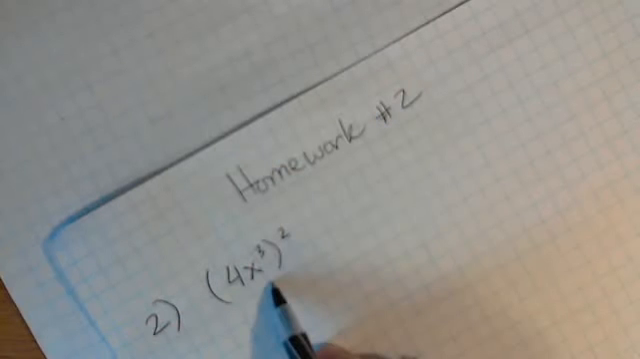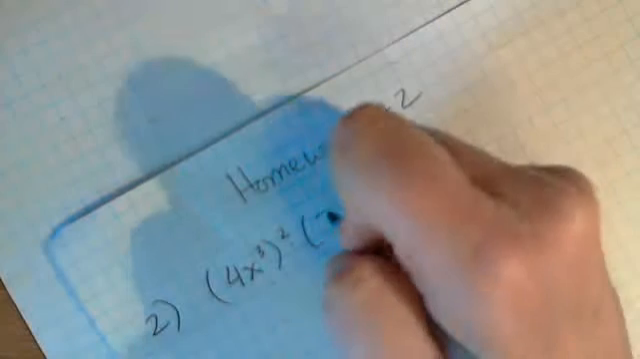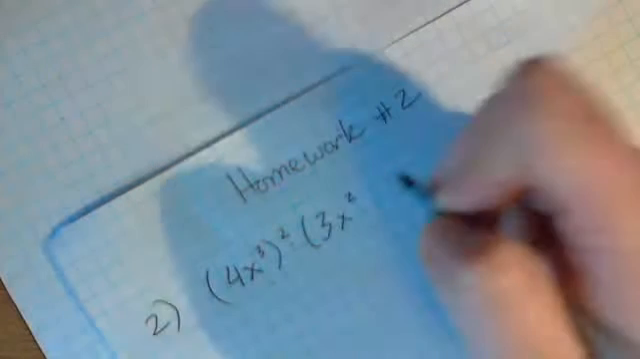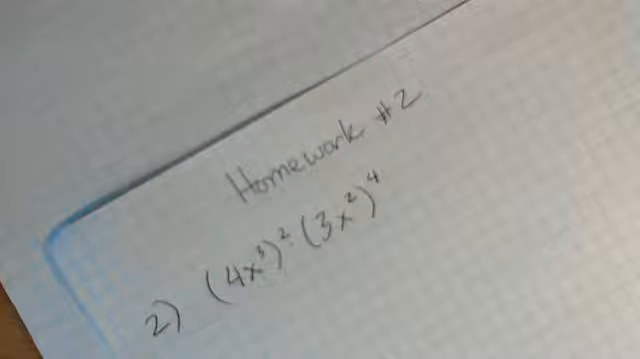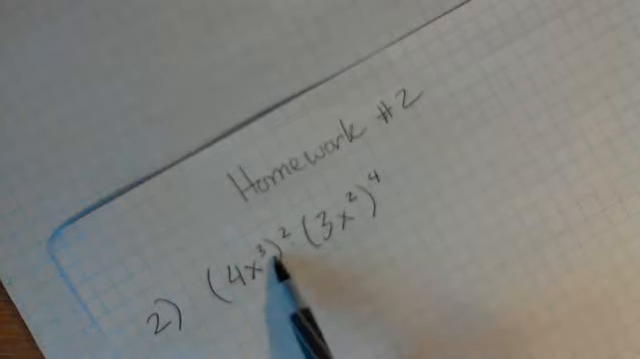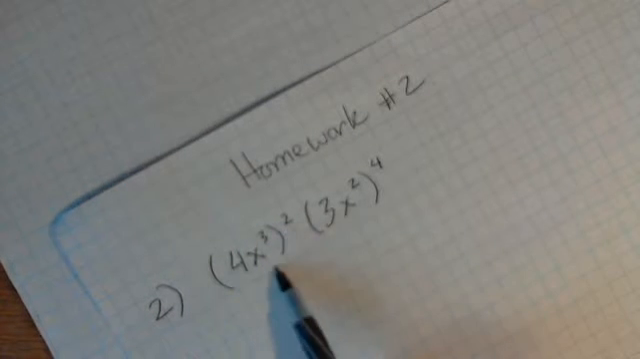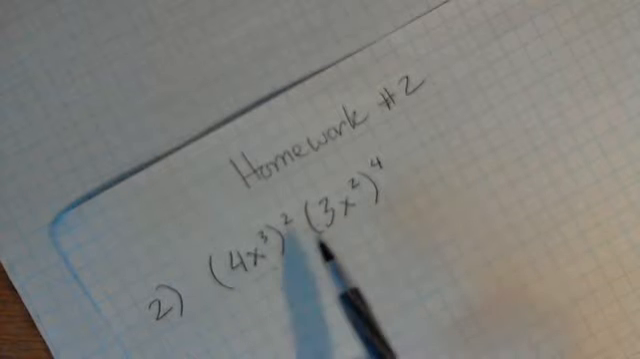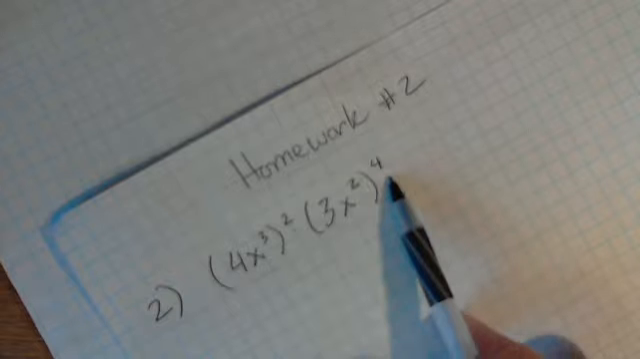This one is (4x^3)^2 times (3x^2)^4. Alright, we've got a lot going on in this problem. Everything inside of this parentheses needs to be multiplied by itself, 2 of these needs to get multiplied. Everything inside this parentheses needs to get raised to the fourth power.